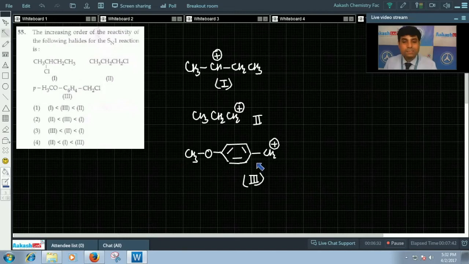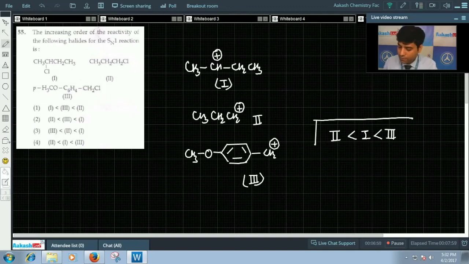Due to resonance, this structure will be most stable. Hence, third will react fastest. Then we have secondary carbocation, which is more stable than the primary one. Hence, first will react faster than second. So, the correct order will be third, first and second, which is option 4. So, the correct answer for question number 55 is option 4.